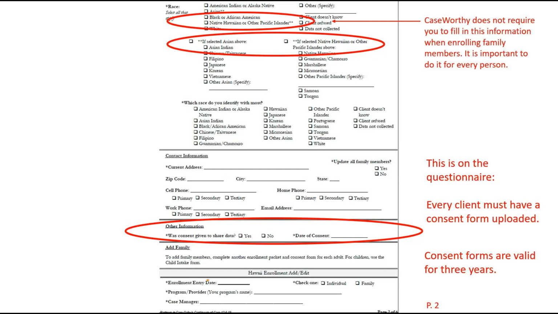The other thing I want to point out on this screen is the enrollment entry date right down here.